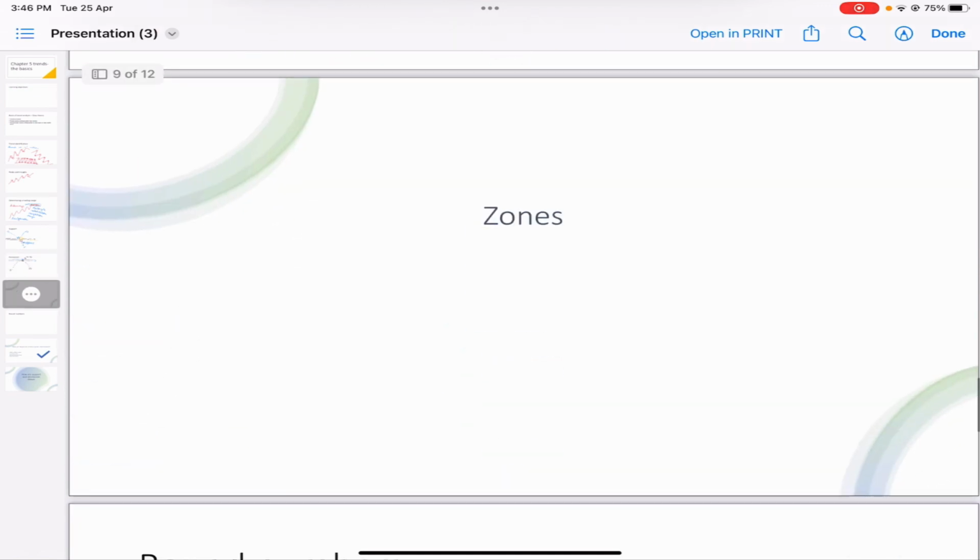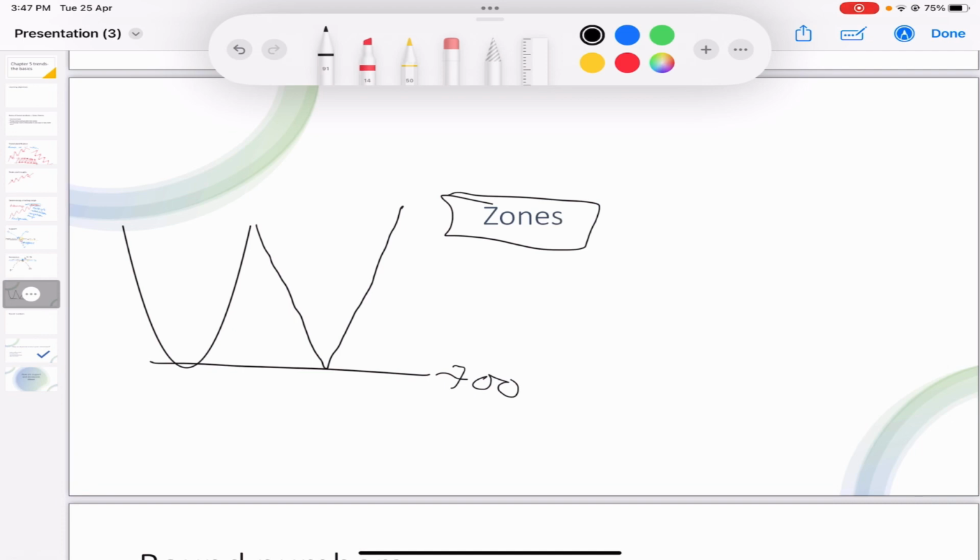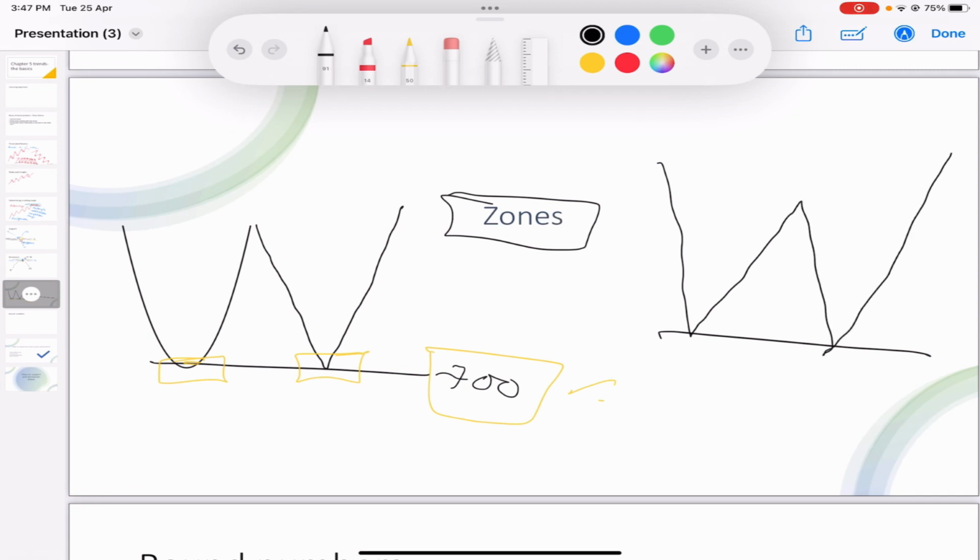Now we'll look at a very interesting concept which is known as a zone. Again, we have discussed this multiple times that the price never goes in a line, it goes in a trend, right? So what are support zones? Now if this is 700, if my stock came down and went up, and the second time it came down and went up from 700 only, this is also 700 only. So my support point is going to be 700.